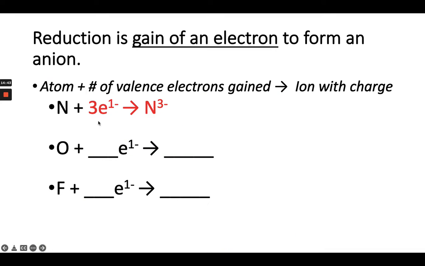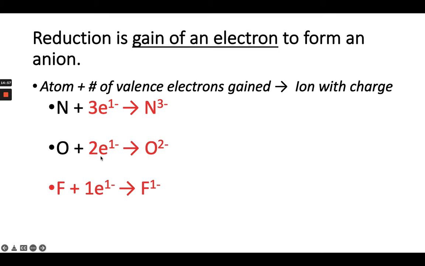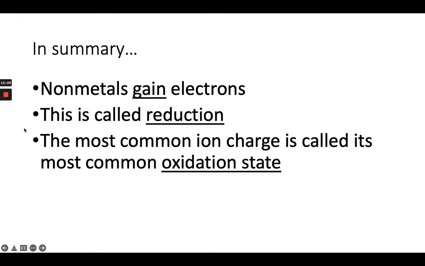And again, reduction is the gain of electrons to form an anion, a negative ion. Nitrogen needs 3. It'll pick up 3. Where does it get it? Maybe from aluminum, maybe from 3 separate sodiums. But once it gets them, it'll look like a noble gas. Similarly, oxygen just needs 2, and then it will look like a noble gas, and fluorine will pick up 1, and then it will look like the noble gas neon. It'll have the same electron configuration as neon. So in summary, nonmetals gain electrons. This is called reduction. The most common ion charge is called its most common oxidation state.